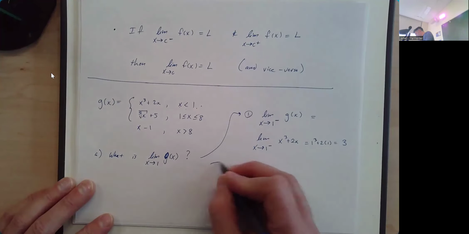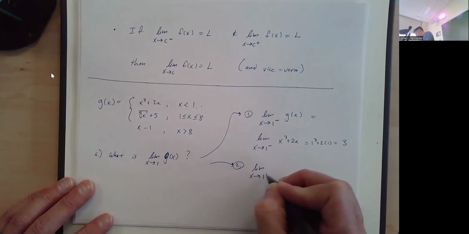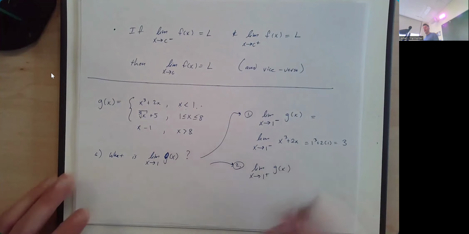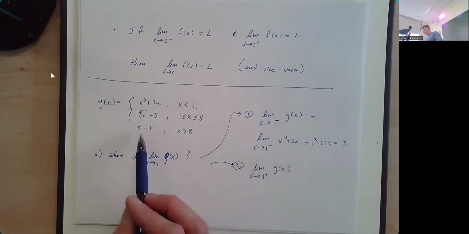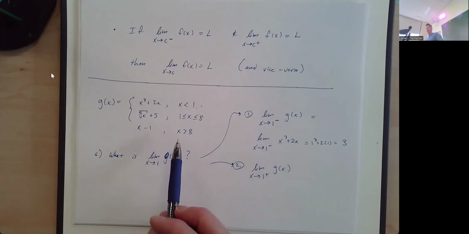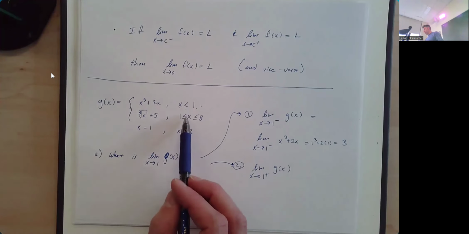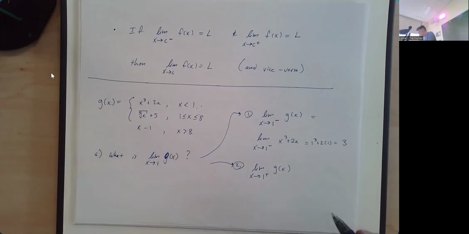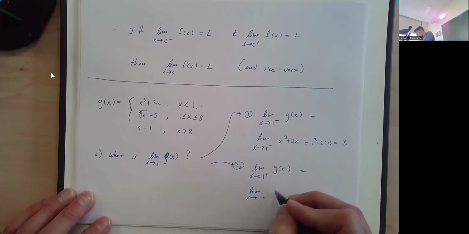Then we have to look at the other side of 1. We'll look at the limit as x approaches 1 from the right of g of x. Now I have to use the piece of the piecewise function where x is bigger than 1, but not too much bigger than 1, right? We don't want to use this bottom piece where it's equal to x minus 1 when x is larger than 8. That's not going to get close enough to 1. We have to use the piece where x is just bigger than or equal to 1. So this middle piece. That's going to be the limit as x approaches 1 from the right of the cube root of x plus 5.